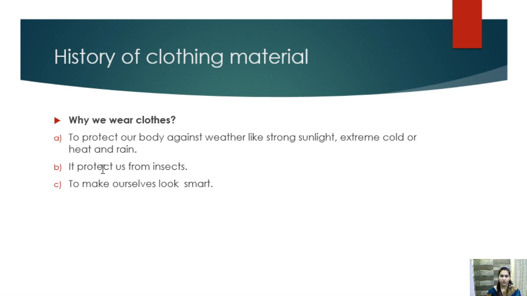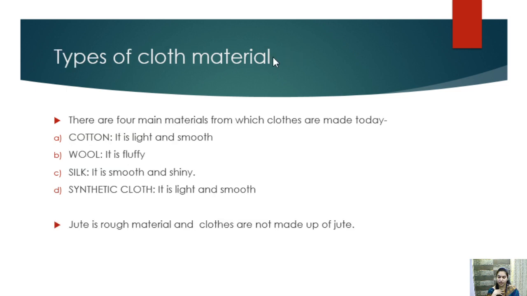Okay, so the main basic important thing is why we wear clothes is to protect our body against strong sunlight, cold, heat and rain. So this was a small introduction about the history of clothing. Moving ahead with the next topic, that is types of cloth material. So children, now we know that there are different types of cloth material that we wear. Like in summer we wear different types of clothes, in winter we wear different types of clothes, for rainy season we have different material, for other things we have a different material.